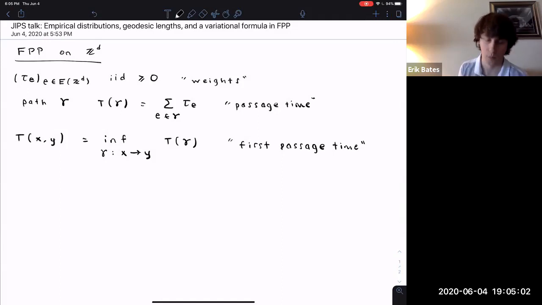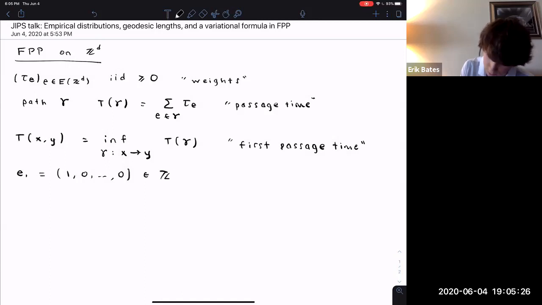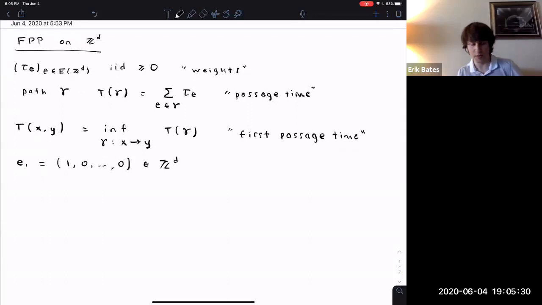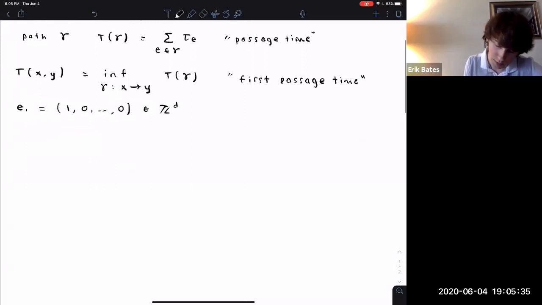What we could be interested in for this passage time quantity, T(x,y), is what happens when x and y are very far apart. What kinds of asymptotics does this T function display? To give ourselves a direction in which to send things to infinity, let me define e_1, which is just the first standard basis vector. This is just moving in the horizontal direction. This is typical in the FPP world: we focus on just this e_1 direction.